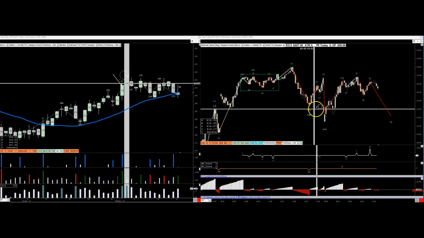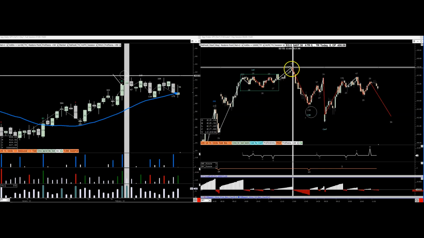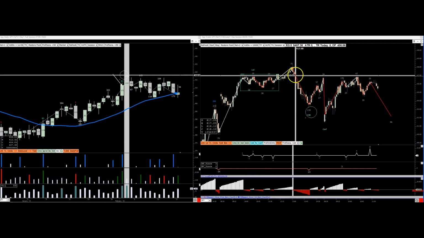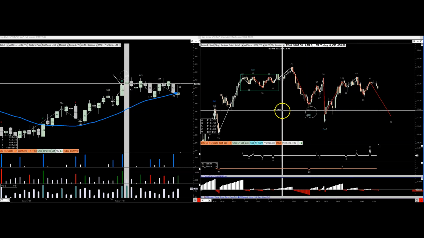So it's a very easy trade because you have this distributive action. It goes up, fails to go higher, and sells off on a lot of price volume. So, I mean, it's going to work.